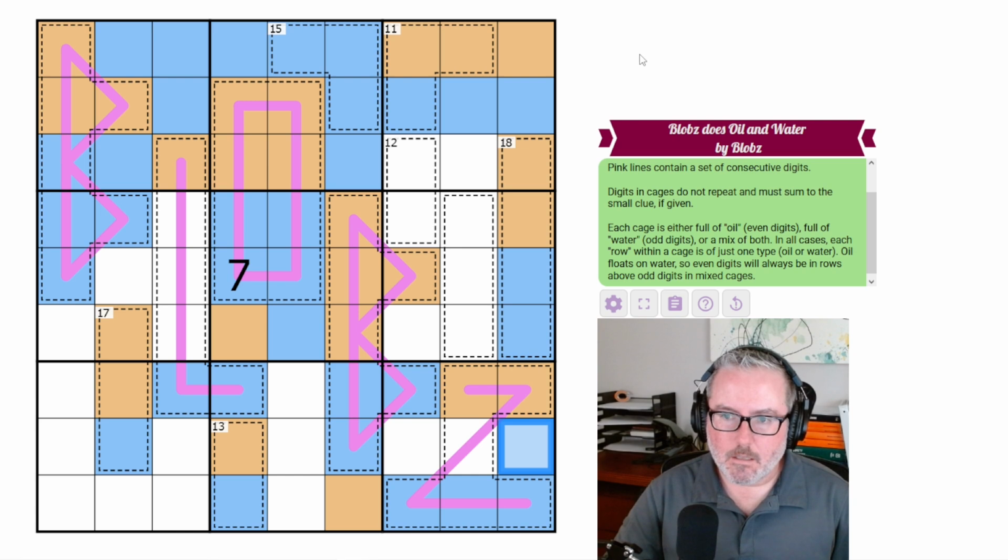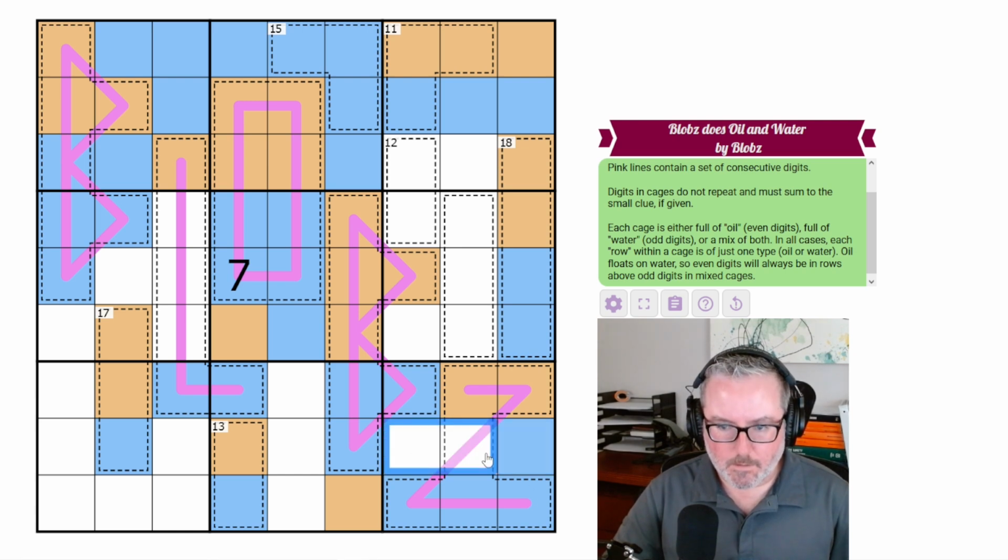That makes this the odd water, and these have to be even. Okay. Now, we have all of our evens, so these must be odds. If this is odd, this has to be odd. This now has to be even to complete our column. Then what do we have left over?